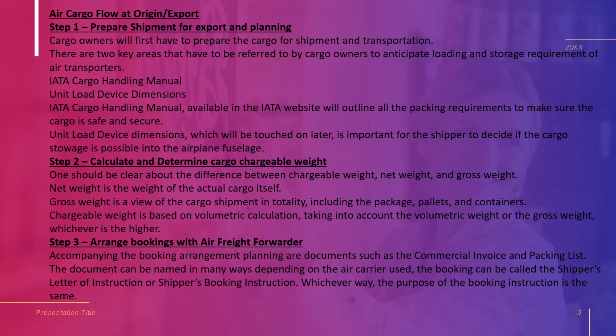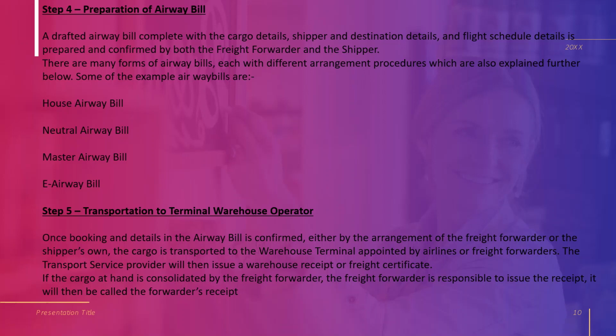The booking can be called the shipper's letter of instruction or shipper's booking instruction, right? Next step is preparation of the airway bill. So what is an airway bill? It's just a bill. While transporting by air, it is called an airway bill. In simple terms, that's it: a drafted airway bill complete with the cargo details.